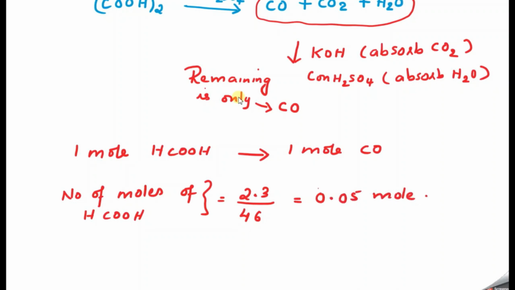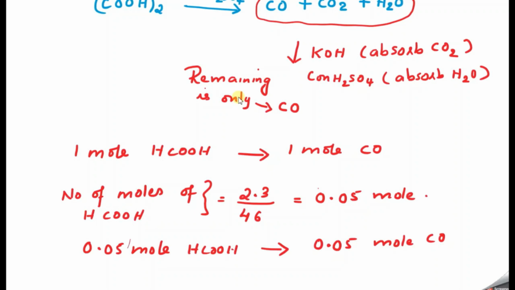Now listen, this is what you have. So now tell me, 1 mole of HCOOH gives rise to 1 mole of carbon monoxide. Then I can say 0.05 mole HCOOH can give you 0.05 mole carbon monoxide, correct? Because if you multiply by 0.05 on both sides, you will get 0.05. I know that 1 can give 1, then 0.05 can give 0.05 mole of carbon monoxide. This is with respect to HCOOH.